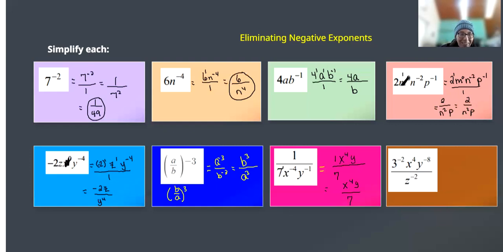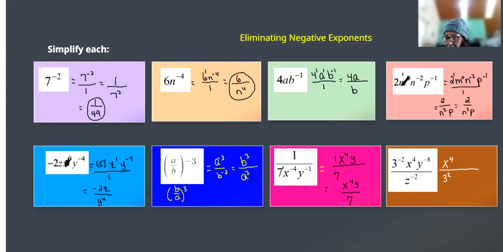All right, let's take a look at the last one. What color should I use? Let's go to white, because I think white will show up nice. All right, so the first thing I'm going to do, I got a lot of negatives here, so I'm going to make my fraction bar. That's 3 to the -2 on the top, so I'm going to put it on the bottom, and now it's 3 squared. X to the 4, that's a +4, so I'm going to leave it alone.